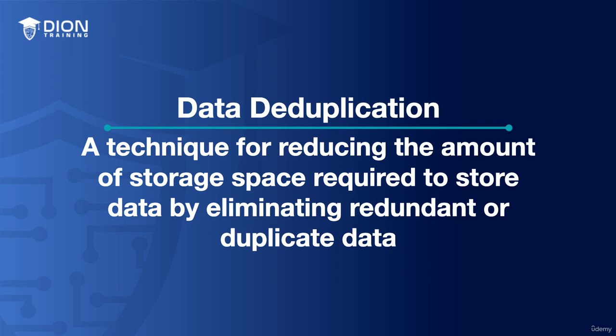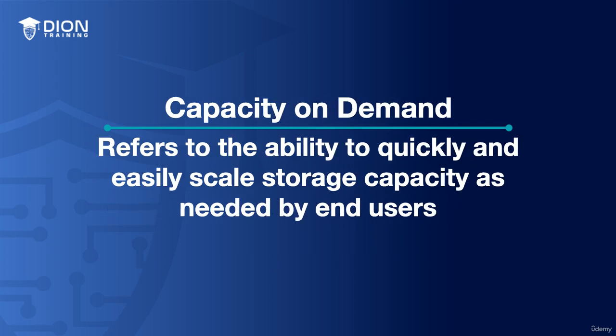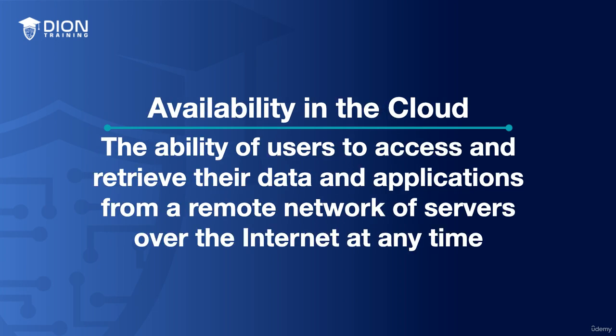Essentially, the difference is, with data compression, you are crunching down the size of the file by taking out white space and other things that are redundant, whereas with data deduplication, the entire file itself is only being stored once, and the other copies would then just be linked to the original file. Now, capacity on demand is going to refer to the ability to quickly and easily scale storage capacity as needed by your end users.